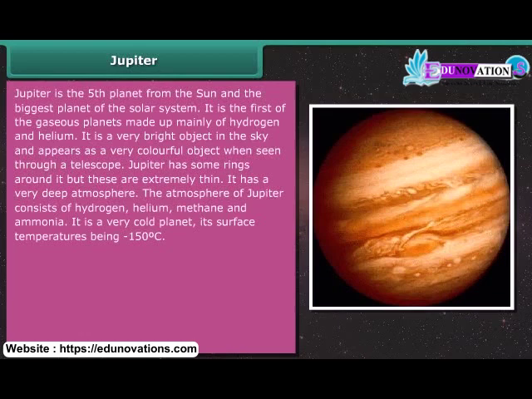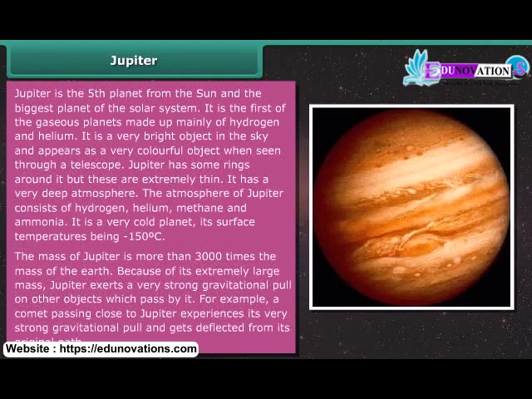The atmosphere of Jupiter consists of hydrogen, helium, methane, and ammonia. It is a very cold planet, its surface temperature being minus 150 degrees Celsius. The mass of Jupiter is more than 300 times the mass of the Earth. Because of its extremely large mass, Jupiter exerts a very strong gravitational pull on other objects which pass it by. For example, a comet passing close to Jupiter experiences its very strong gravitational pull and gets deflected from its original path.